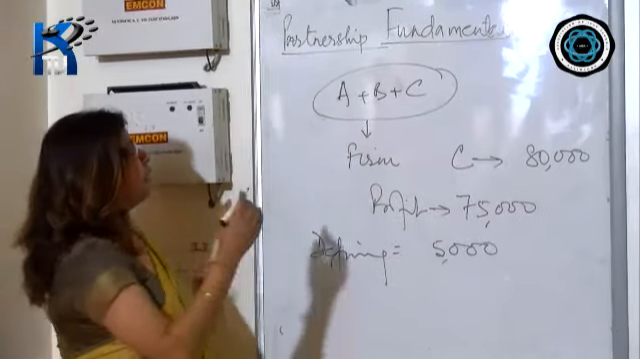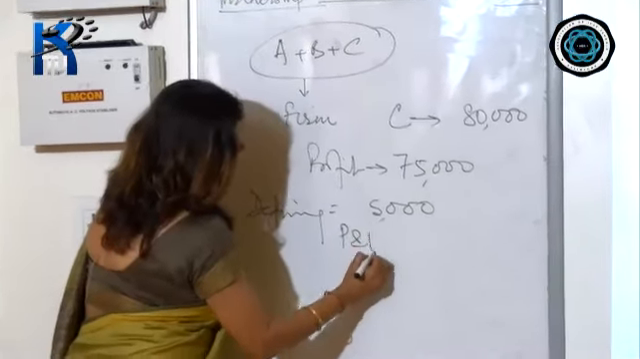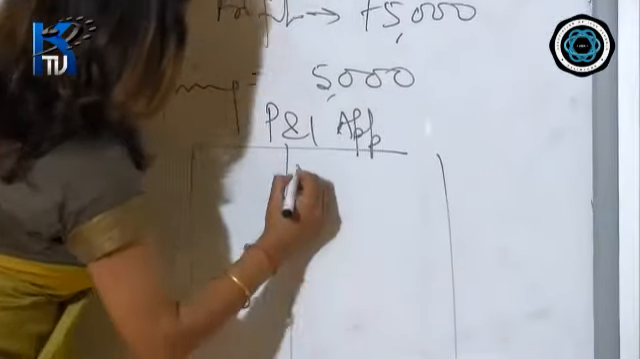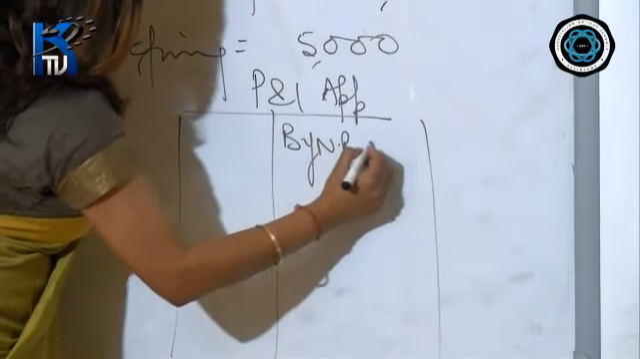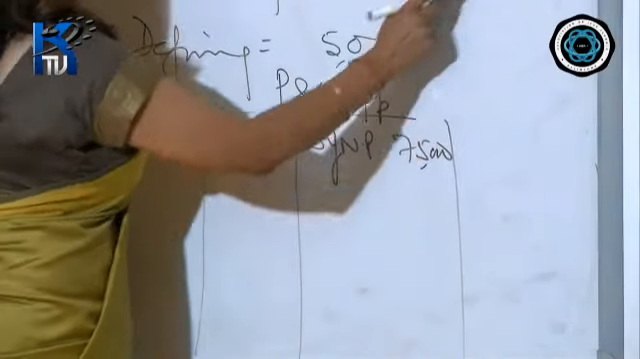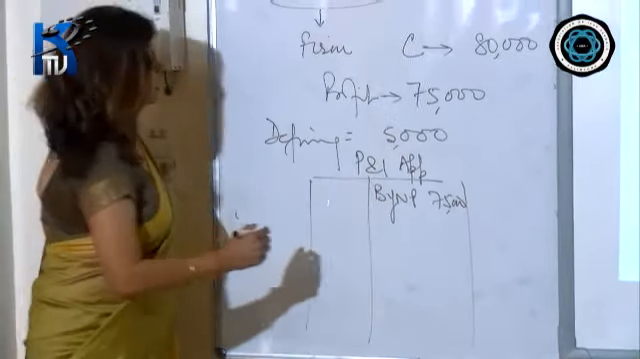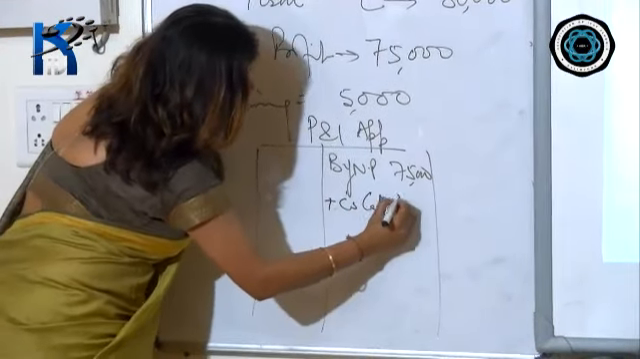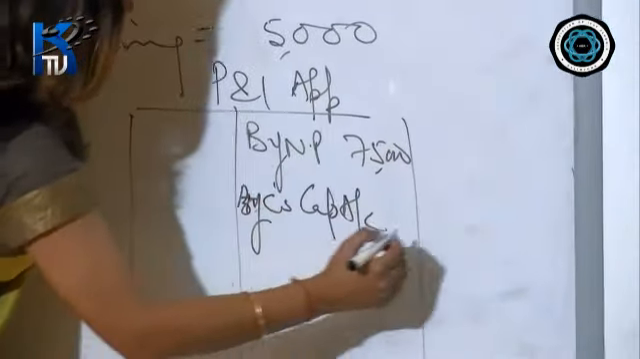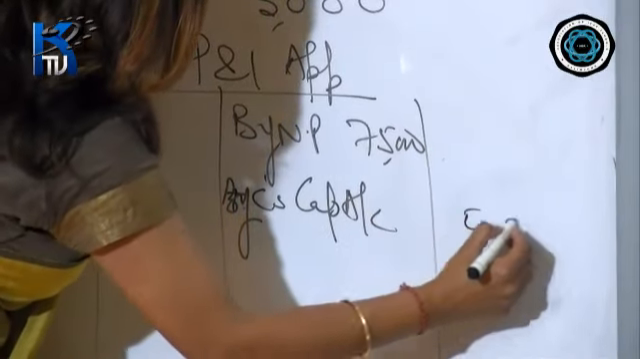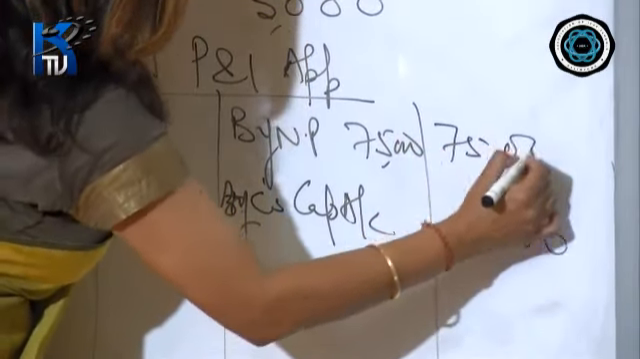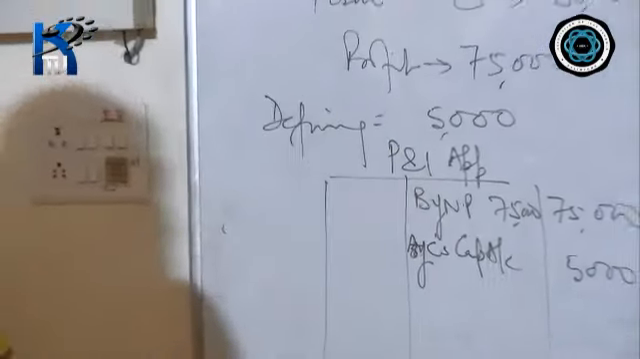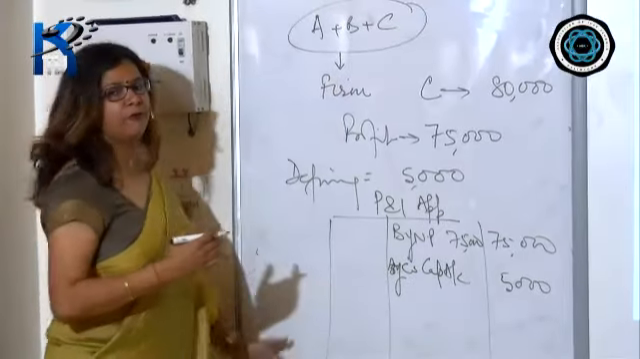So in this case, when we prepare the P&L appropriation account, the net profit, whatever was there, is 75,000. But what was the assurance? The assurance was for 80,000. So we will add here C's capital account. By C's capital account, it will come out to be 5,000. C will pay 5,000 from his capital account to make the complete profit go up to 80,000. And the remaining question will follow as it is.